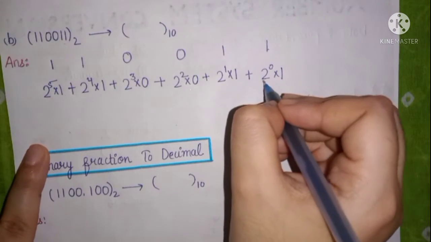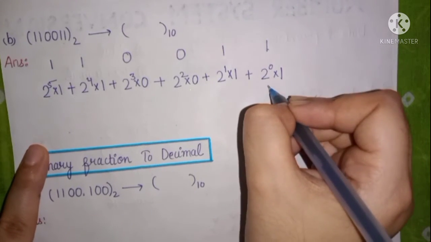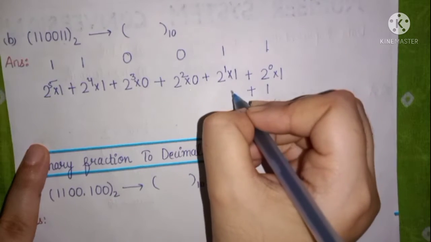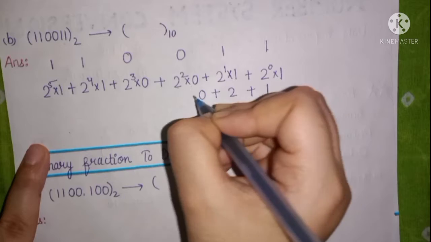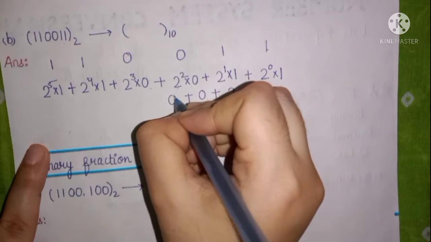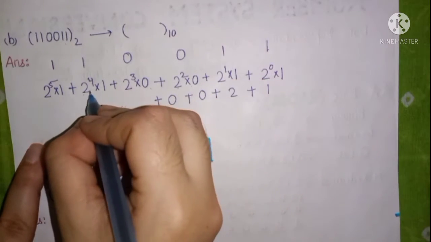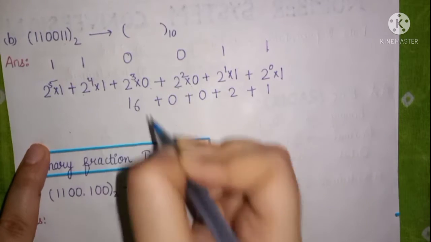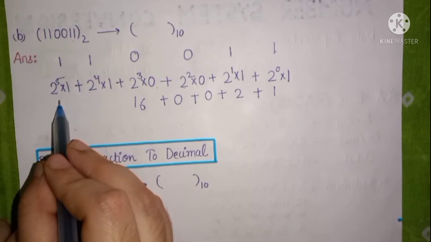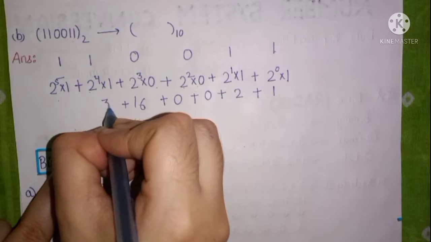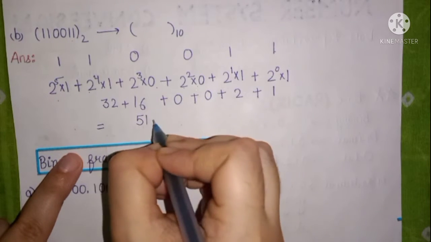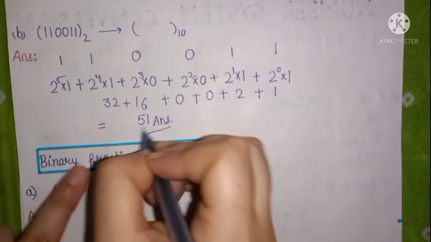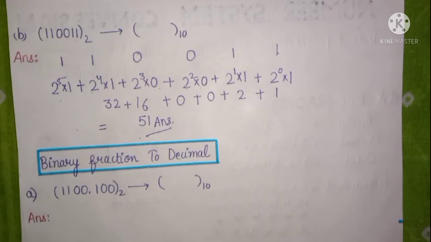Now 2 raised to the power 0 equals 1, and 1 into 1 is 1, plus 2 raised to the power 1 times 1, here it will come 2. Something multiplied by 0 equals 0, same 0, plus 2 raised to the power 4 equals 16. Next 2 raised to the power 5 equals 32. Now if we total them, the answer will come to 51. And it is our answer. It is in decimal form, right?